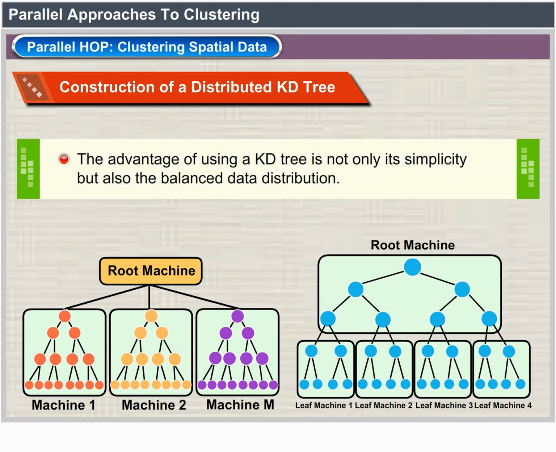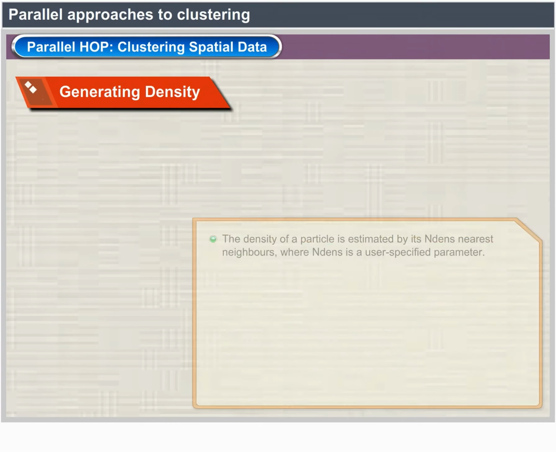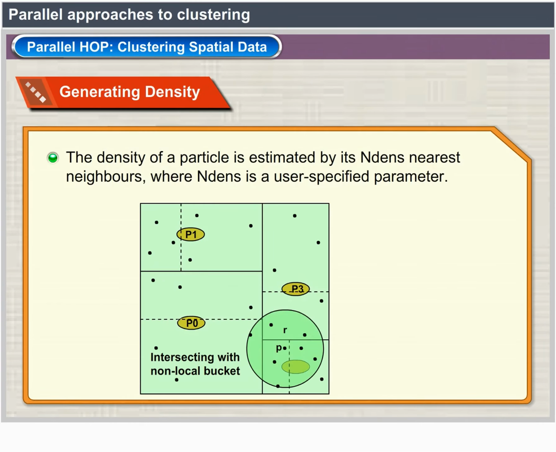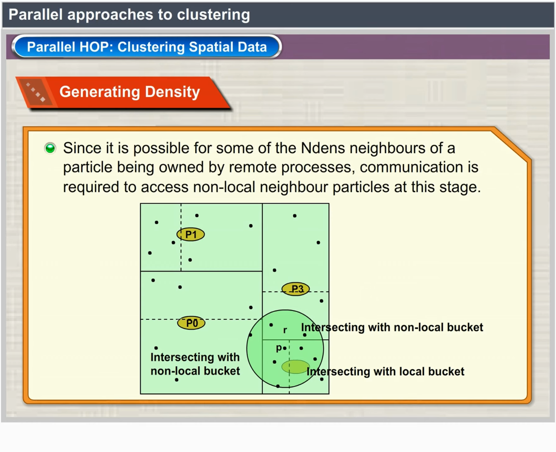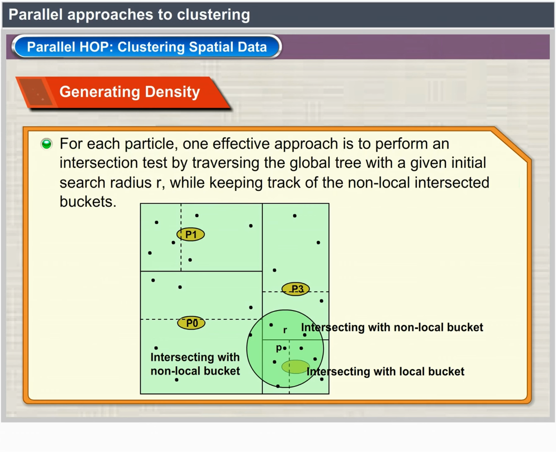Generating density. The density of a particle is estimated by its n_dense nearest neighbors, where n_dense is a user-specified parameter. Since it is possible that some of the n_dense neighbors of a particle are owned by the remote processes, communication is required to access non-local neighbor particles at this stage. One effective approach is, for each particle, to perform an intersection test by traversing the global tree with a given initial search radius r, while keeping track of the non-local intersected buckets.